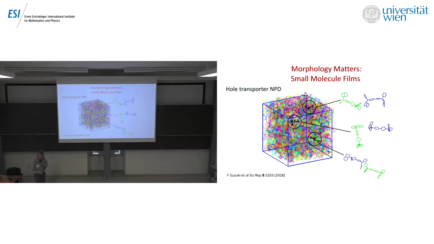But, as I said, morphology matters. This is a picture I took from a Scientific Reports paper, and it shows just how horribly complicated organic films are, because you've got all these molecules very close together in a film, and the hopping rates depend very sensitively on the relative orientations of neighboring molecules.